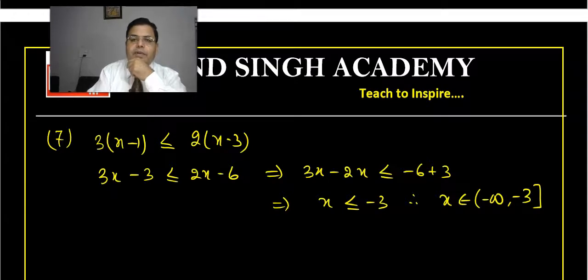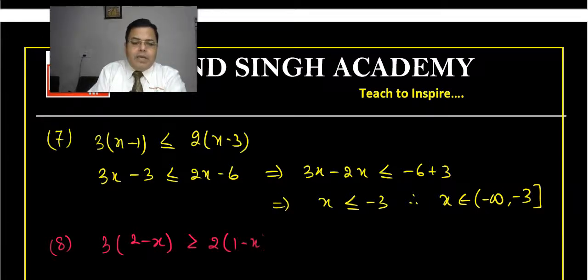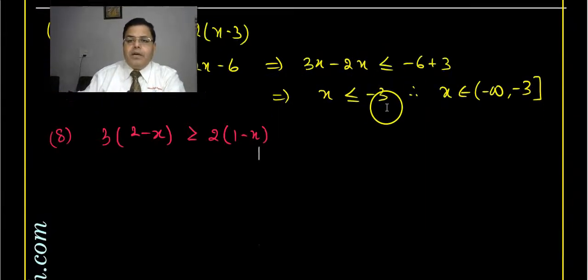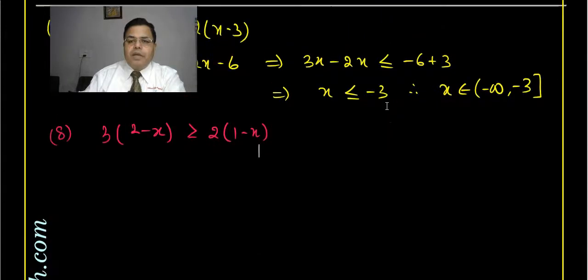Now question number 8. Question number 8 is written like 3 times (2 minus x) is greater than or equal to 2 times (1 minus x). If you want to solve it, then how to deal with this question? Let us think about this. Again, the same process you can apply.